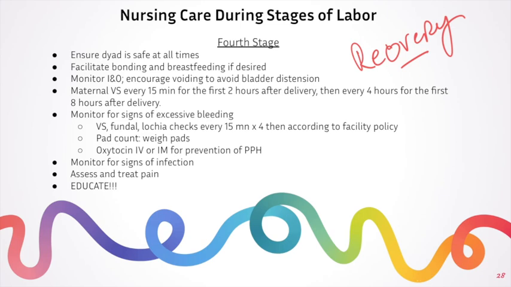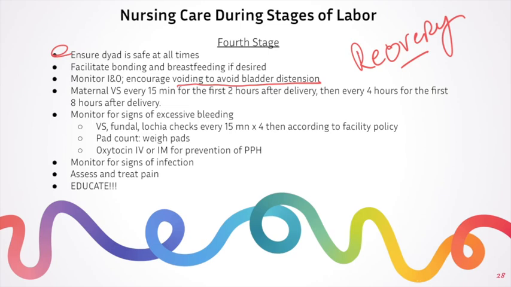So we always must ensure that our dyad is safe at all times. Once we know that the client and the baby are safe, we can facilitate bonding. If the client wants to breastfeed, we can help them with that. We must always monitor I and O. We want to make sure that the client is voiding, because if your bladder is full, it can displace the uterus, and a displaced uterus can lead to postpartum hemorrhage. So you have to think about that too.